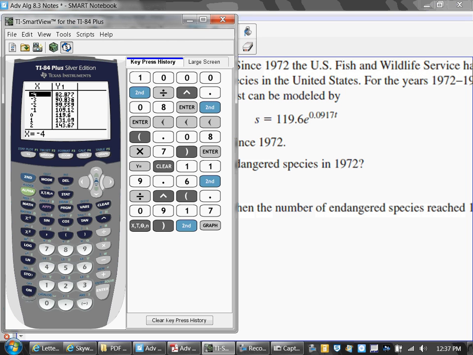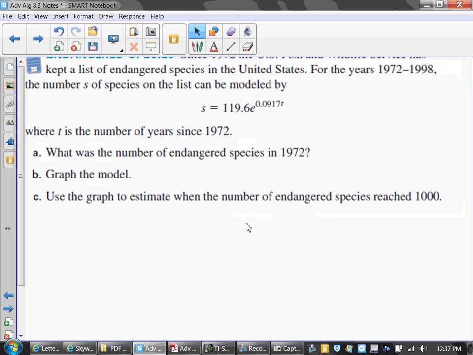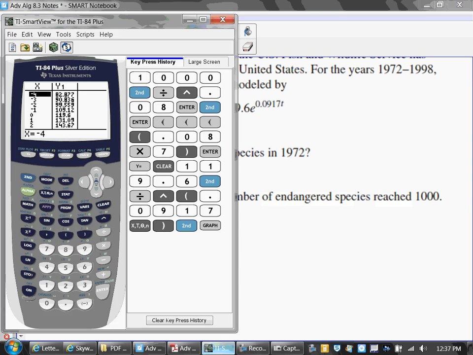Now, they're asking you to figure out when the number of species reached about 1,000. So you just have to scroll through your table to figure out how many years have elapsed. So about how many years have elapsed? Between 23 and 24 years, everybody agree on that? So if this started in 72, 23 to 24 years would be about 95, 96, somewhere in there. Does that make sense? See how it's basically the exact same thing we've done earlier, just a little bit of a shift of the equation. Okay?